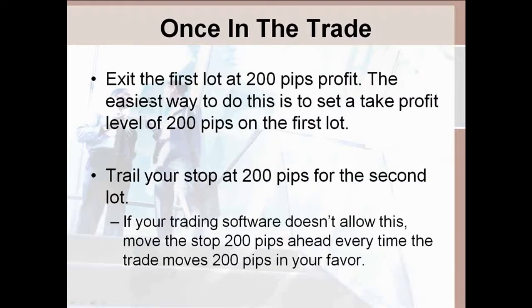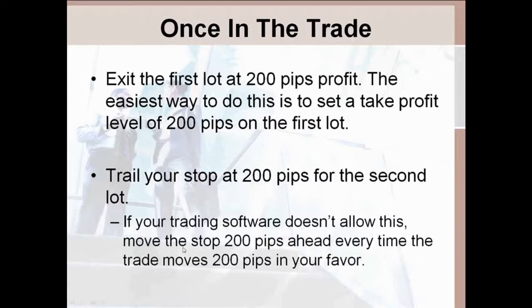And then once you're in the trade, we have 2 lots in when we enter. We're going to exit the first trade at 200 pips profit. So the first lot gets taken out when we reach 200 pips profit. The easiest way, of course, to do that is to set a take profit level of 200 pips on your first lot traded. And then for the second lot, once this first lot is taken out, we're going to set our stop loss to 0. And then we're going to trail our stop at 200 pips for the second lot.